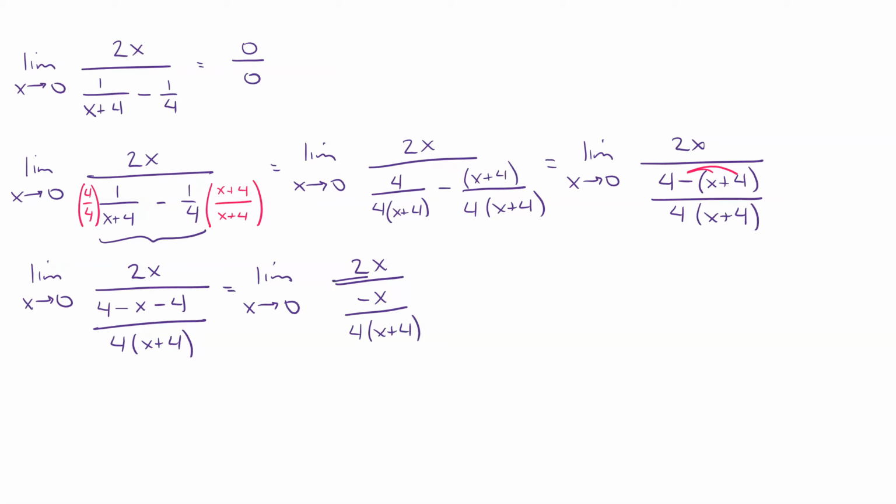Sometimes I like to use a double bar to show the separation of the original fractions, and that might make it easier to see that it's a fraction on top and a fraction on bottom. We have division of fractions here now, so I'm going to keep doing what the math is asking me to do. I'm going to divide 2x over 1 by negative x over 4 times x plus 4.